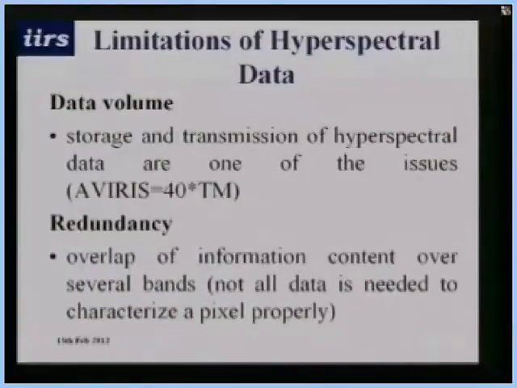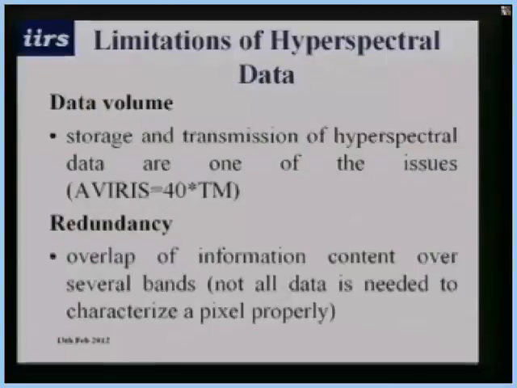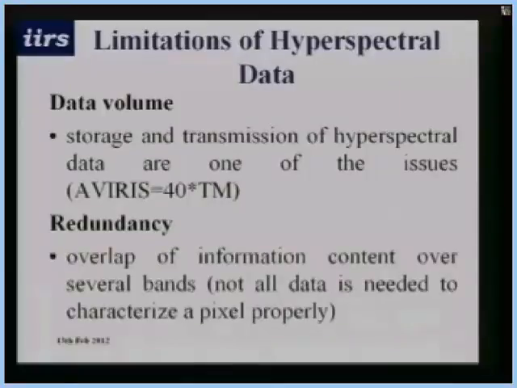Another limitation of hyperspectral data is the data volume. The storage and transmission of hyperspectral data are one of the major issues, where the volume of data is large. You have more than 200 bands, and with higher radiometric resolution, storage is one of the issues. Then you have redundancy of data. There is overlap of information content over spectral bands, so not all data is needed to characterize a pixel properly. So there is an issue of data redundancy with hyperspectral data sets.